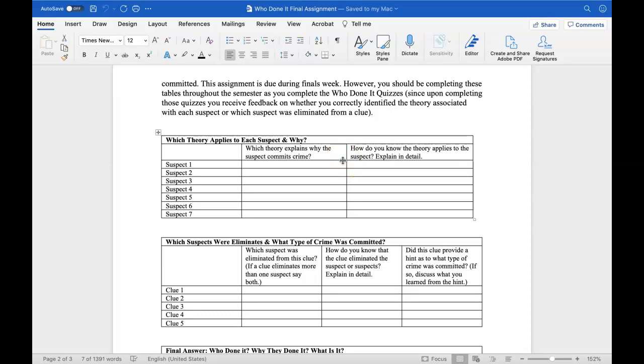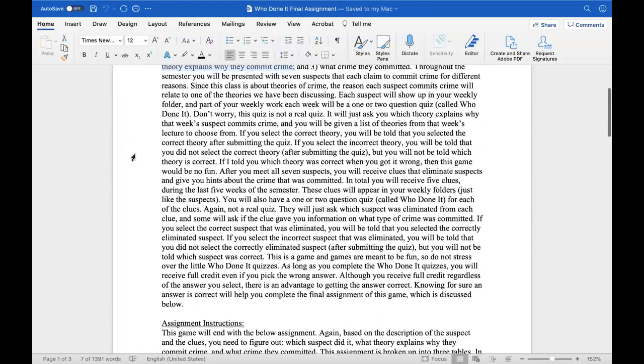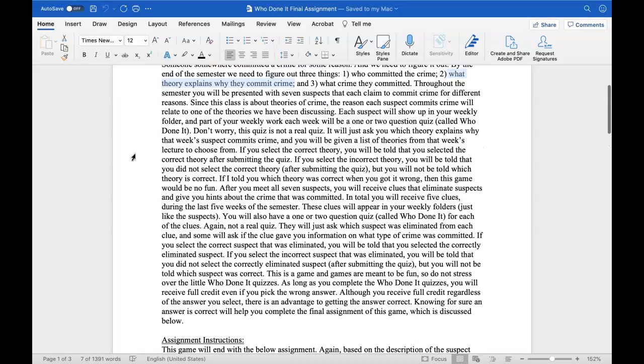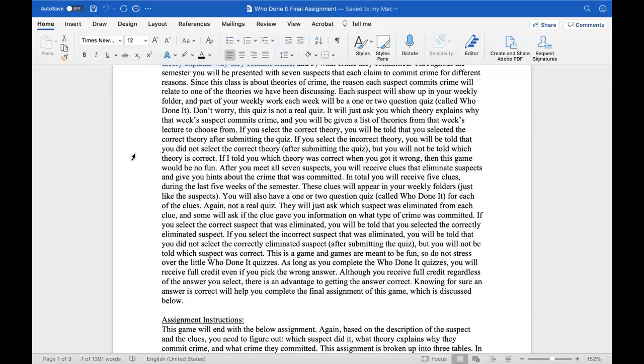It'll make things easier for you, but you don't have to do it that way. You can also wait till the end of the semester and then go back and fill all this out then. But obviously that's just going to be more work for you, and you're going to have to probably think back, and that's not always the easiest thing to do. Okay, so hopefully that explains the first part of this game that we're going to be playing.